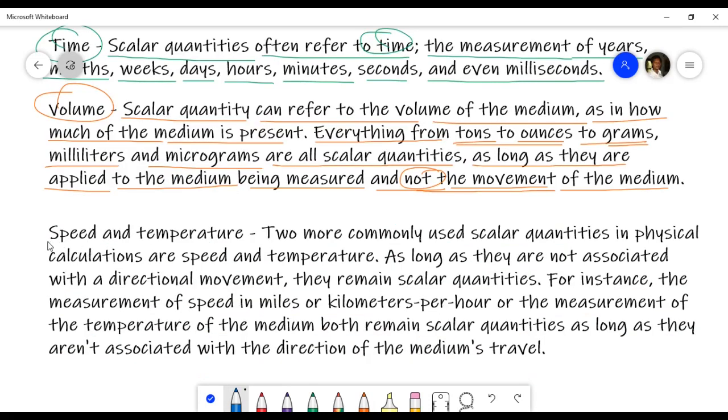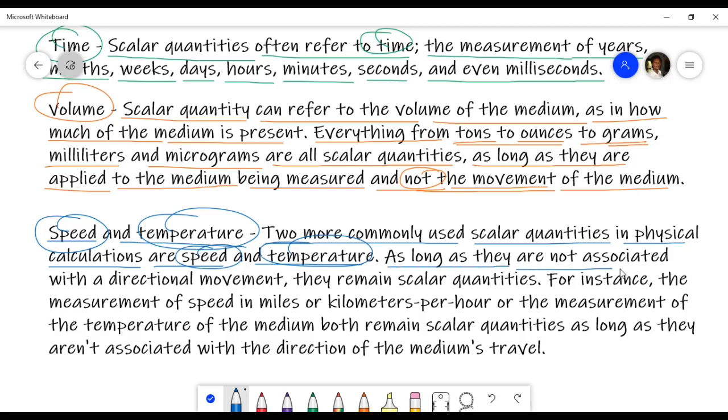Let's talk about speed and temperature based on scalar quantity. These are two more commonly used scalar quantities in physical calculations: speed and temperature. When will these two be considered as scalar quantities? Speed and temperature will be considered scalar quantities as long as they are not associated with directional movement. They remain scalar quantities. I hope you're understanding this.